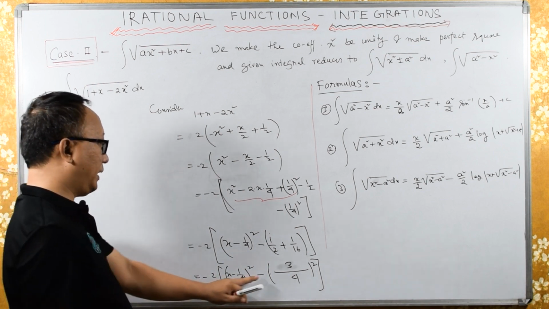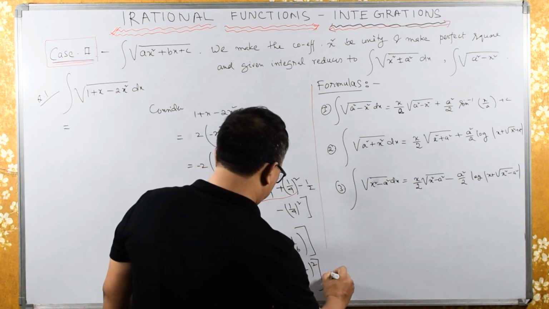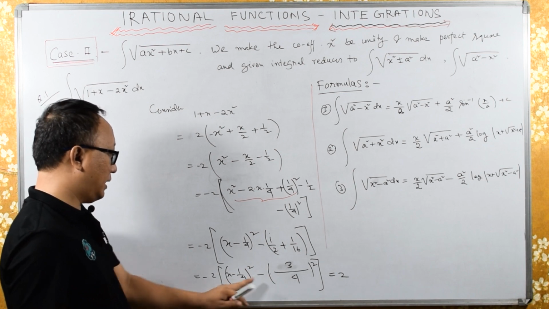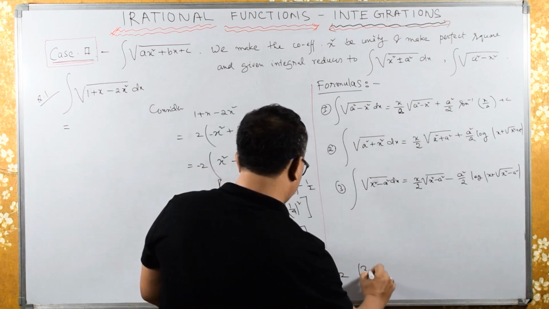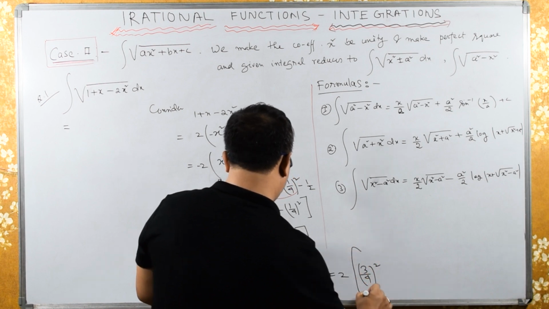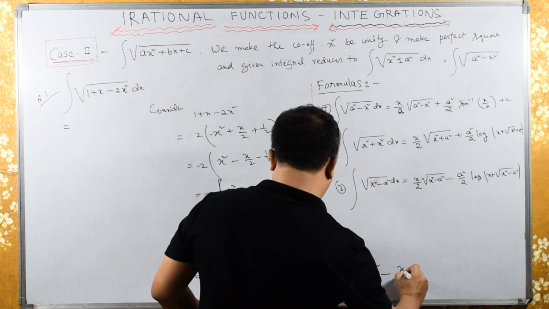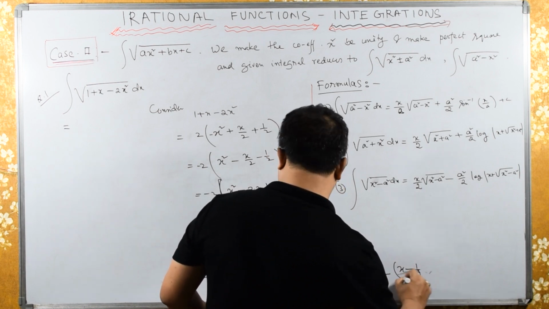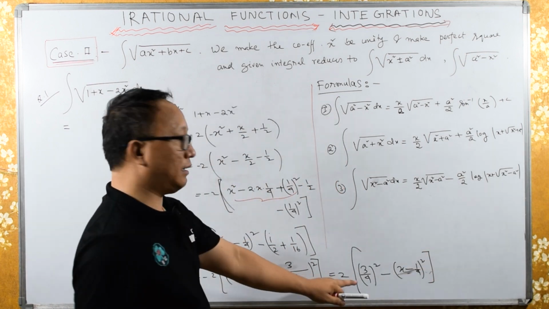Now this minus 2 I can send inside. If I send inside, then what will be outside? Just I am sending minus. Minus minus plus. I will be getting 3 by 4 whole square, and this will get minus, x minus 1 by 4 whole square. Now the whole of this term is this.